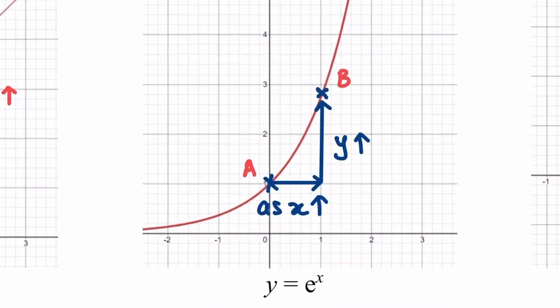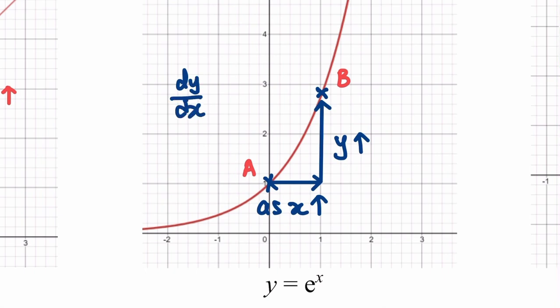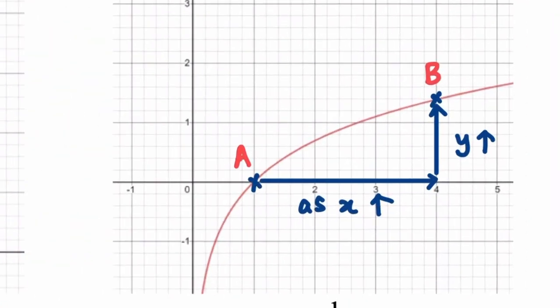Next, let's look at y equals e to the power of x. Again, if we mark out points A and B and move along from A to B, as x increases, y increases as well. We also conclude that anywhere along A to B, and in fact for the whole stretch of the graph, dy over dx is positive.